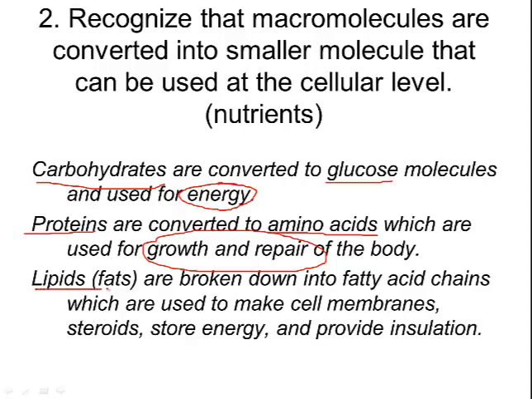Our lipids, which mainly is fats, when we break them down, we're going to break them down into their individual fatty acid chains, and we can use those to make cell membranes, steroids. They can store energy for us, and they also can provide insulation. So fats are an important nutrient in our diets.